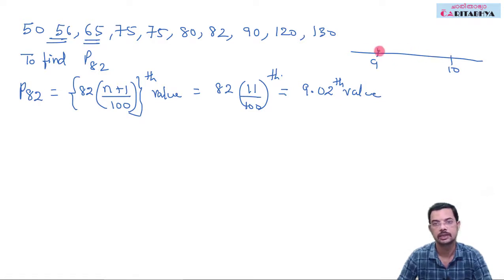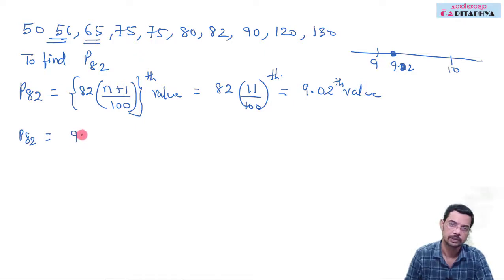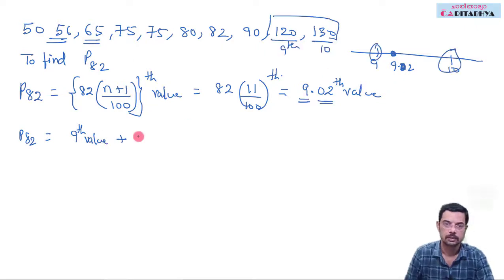It lies between the 9th and the 10th observation, somewhere here. Okay, this is 9.02, somewhere between this. So that is P82 will be equal to the 9th observation or 9th value plus 0.02 into the 10th observation minus the 9th observation, the 10th value minus the 9th value.